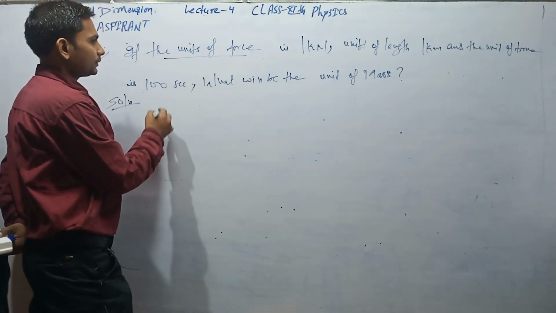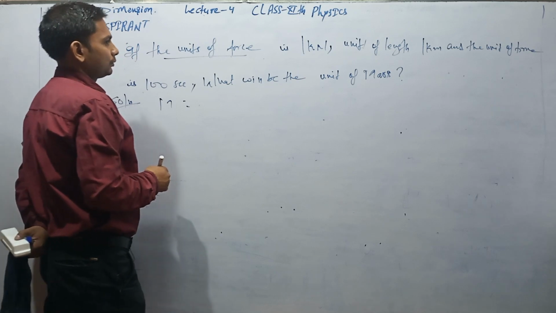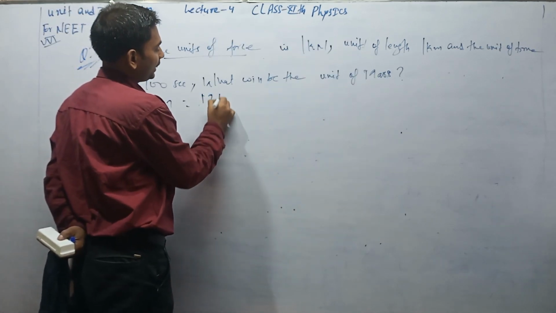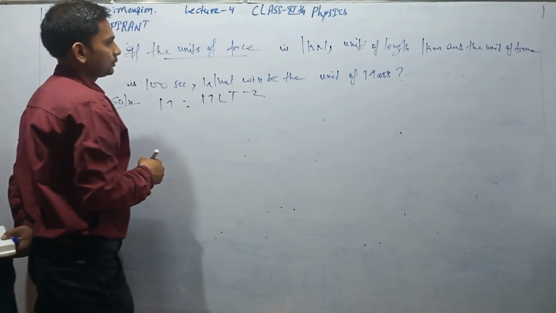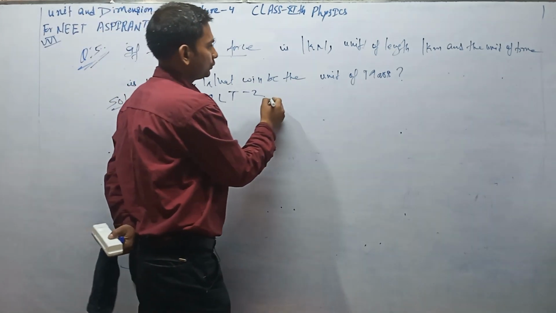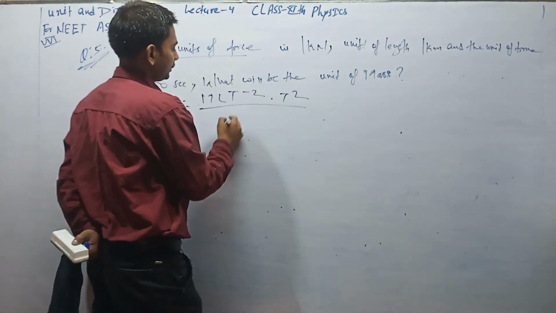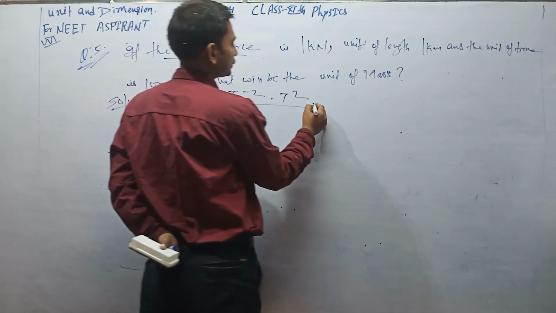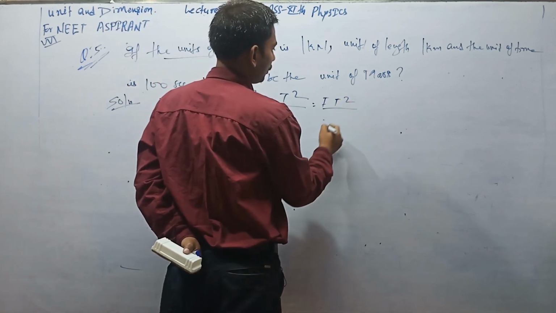Here mass equals M L T minus 2, that is mass into acceleration into time square upon length, that means force into time square upon length.